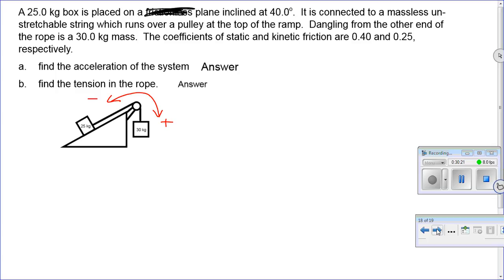What's wrong? You failed. Okay. All right. Sorry. All right. So, name the forces.